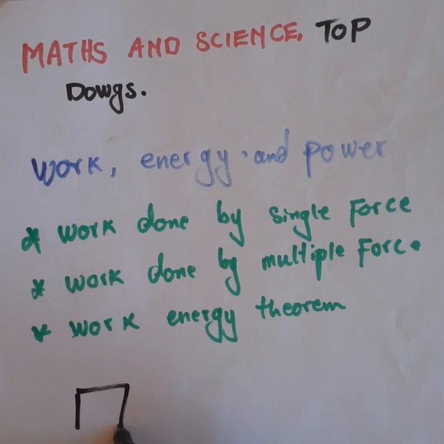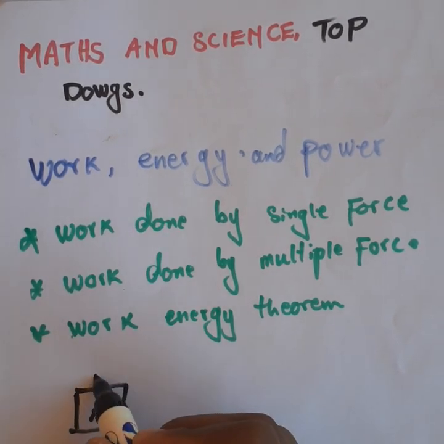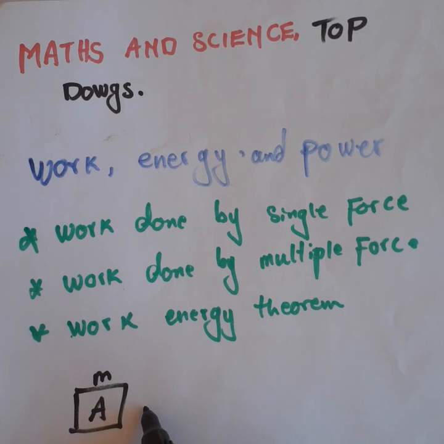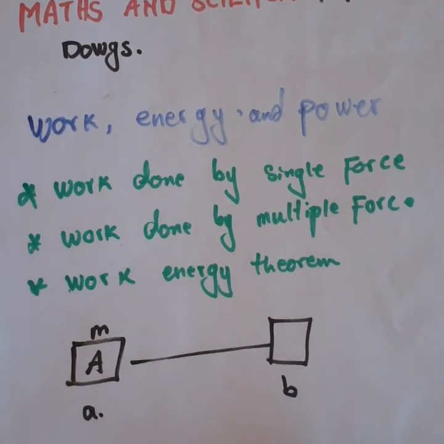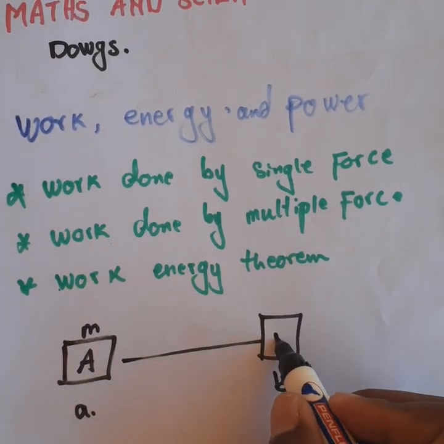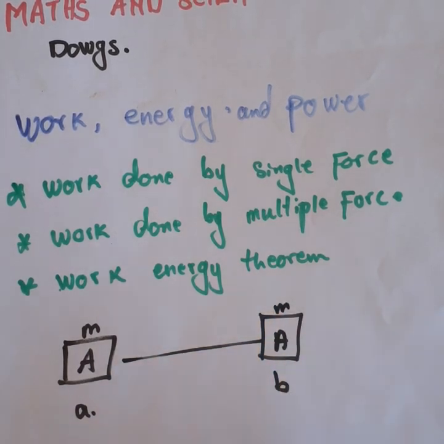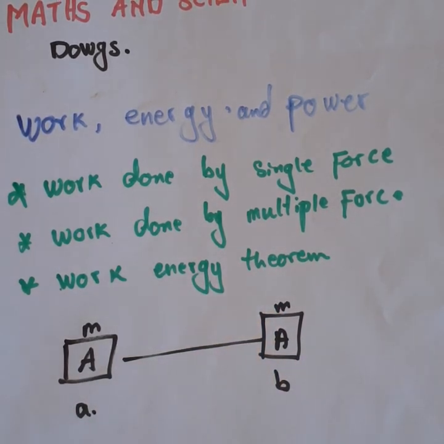Suppose that you have an object here, object A, that has mass m, and you want to move this object from point A up to point B. Work must be done on the object. We use the word work in our daily life, but we use it in a different way than in physics. In daily life, work is just any activity you are doing. Here it's not going to be like that.